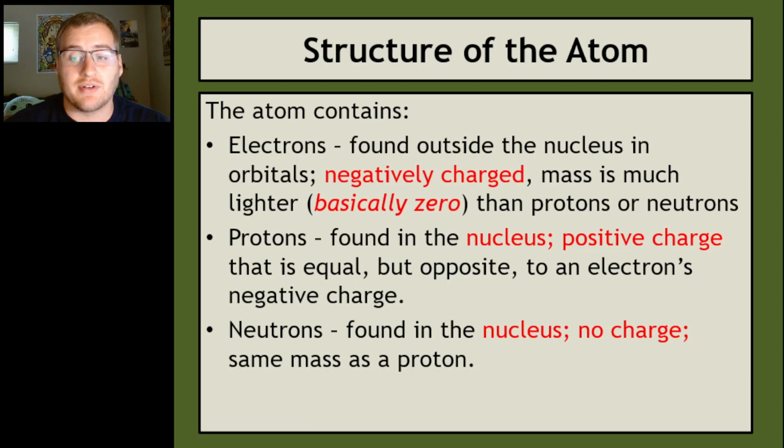The neutrons are found in the nucleus, also with no charge at all, and they have essentially the same mass as a proton. So when we're looking at the atom, all the mass comes from the protons and the neutrons found in the nucleus, meaning all the mass of the atom comes from the nucleus. The electrons are around the outside in orbitals. They're so small they hardly even contribute to the mass at all, but they do contribute charge.